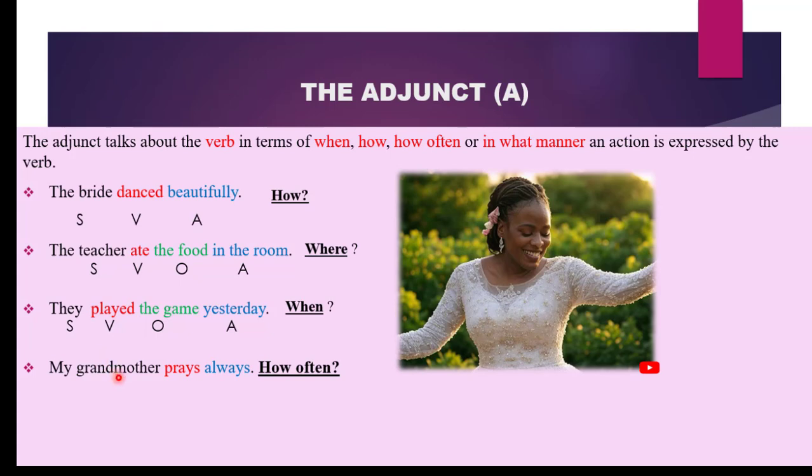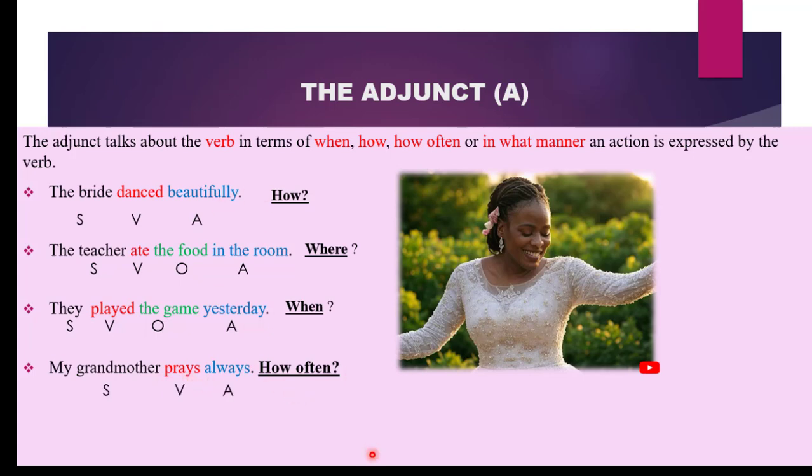My grandmother prays always. My grandmother is our subject. This is the verb or the action that she performs. How often does she pray? She prays always. Therefore, always adds extra information about the verb. So we would call it the adjunct.